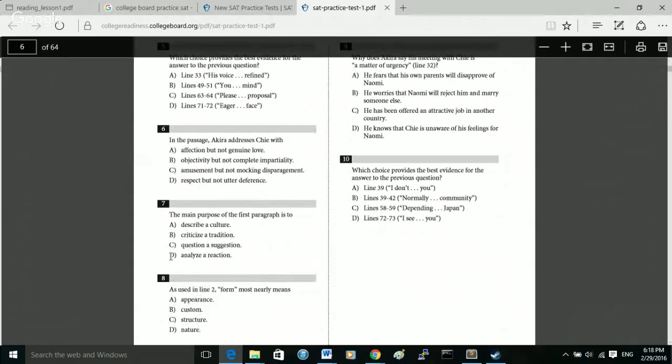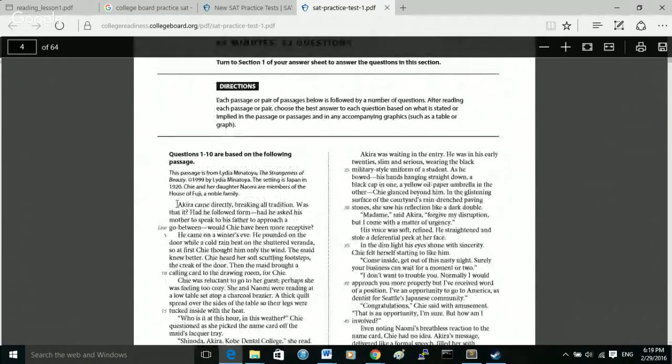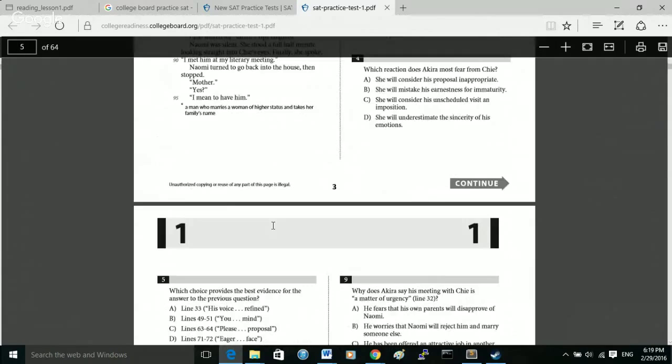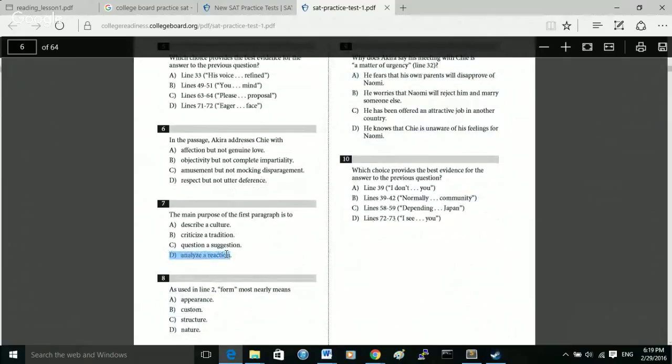Or is it D, analyze a reaction? Let's look back. Is he trying to analyze a reaction? Akira came directly, breaking tradition. Was that it? Had he followed form? You see, he's asking himself a lot of questions. He's analyzing Chi's reaction. Would Chi have been more receptive? So D seems to be the best answer.